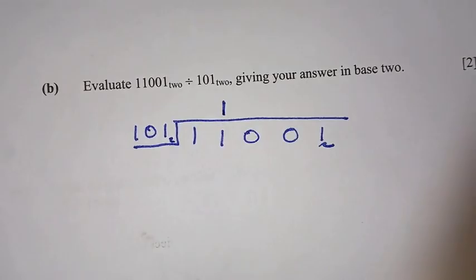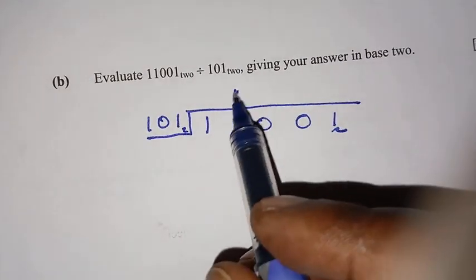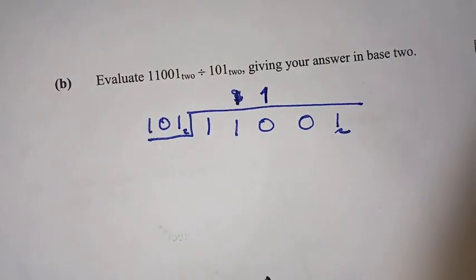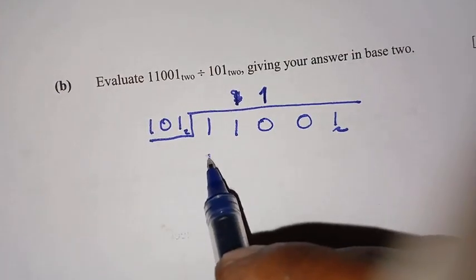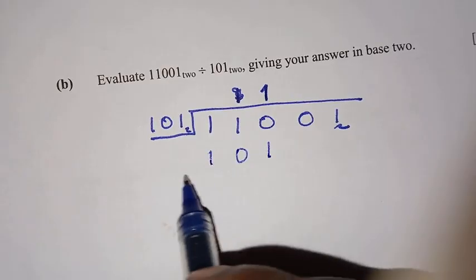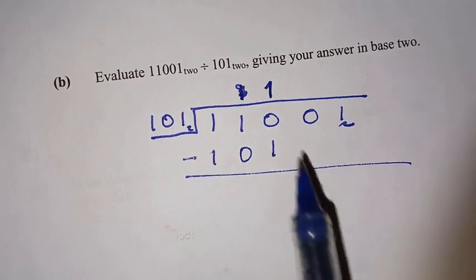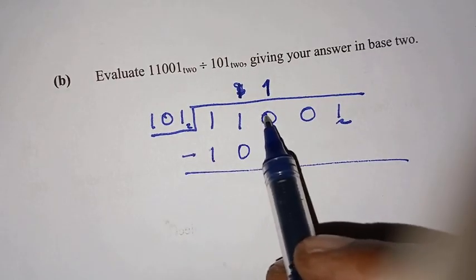It will be always a 1. Oh, sorry. This should have come here. This should have come here. Yeah, take note of that. Then when you multiply this, it will become this way. Then we subtract. When you subtract, this one now will have to subtract this one.